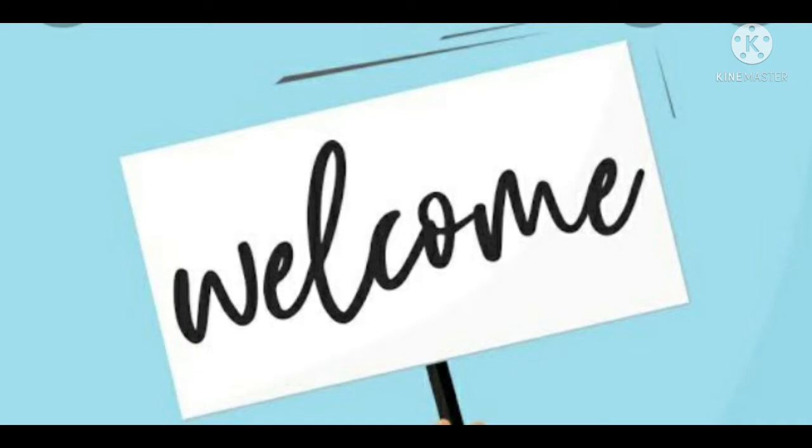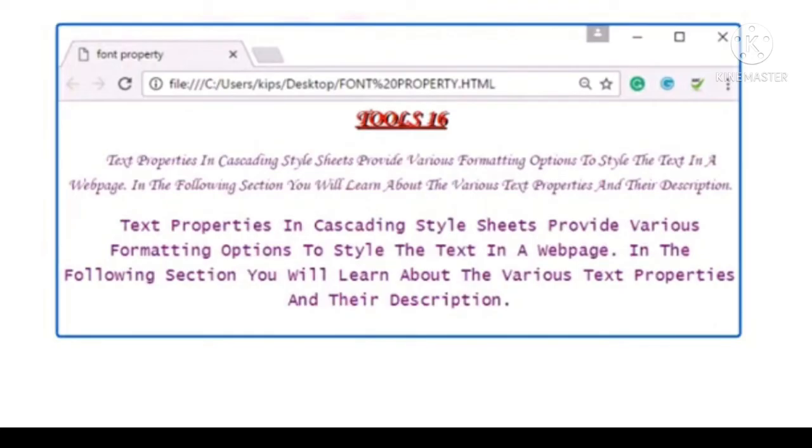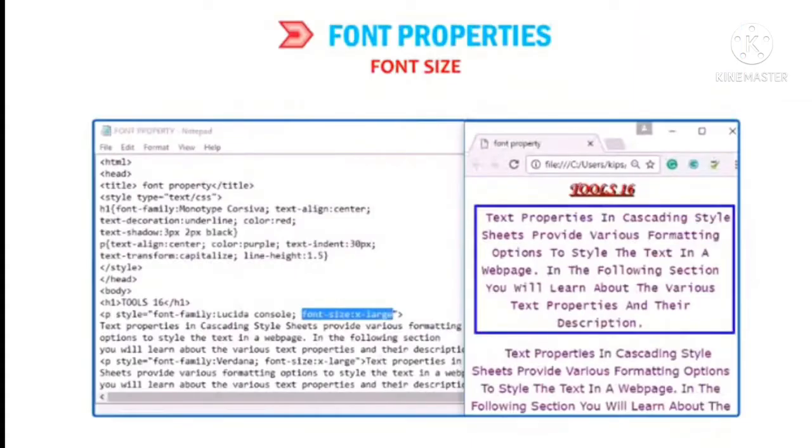Children, in our last class, we discussed different text properties that we can apply to different elements in our HTML document. We also started the font properties and discussed the font family to set the font for our text. The next property in that category is font size. It is used to set the size of the text.